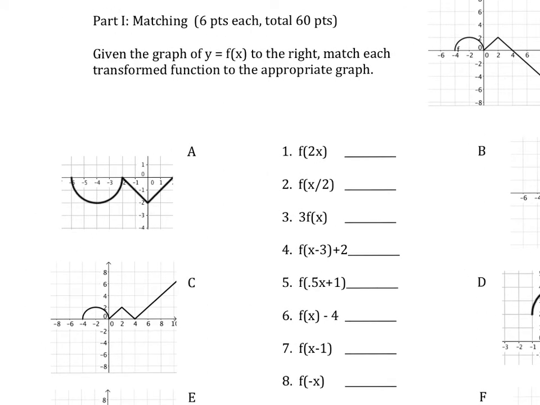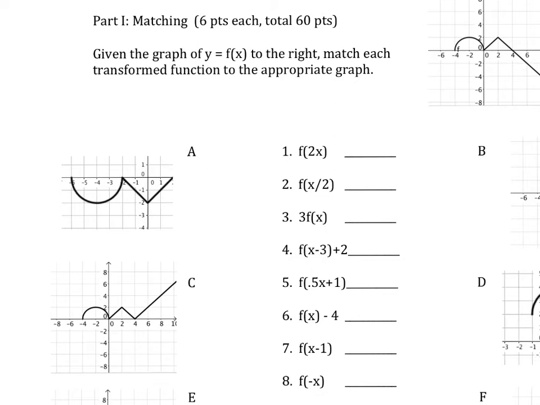So for strategy for this one, what I'd like to do is look at the function transformation, think about what the graph should look like. So f of 2x, I've got 2 inside the parentheses. So what should that do? Something horizontal. It's not going to be an increase by a factor of 2, but a decrease by a factor of 2.